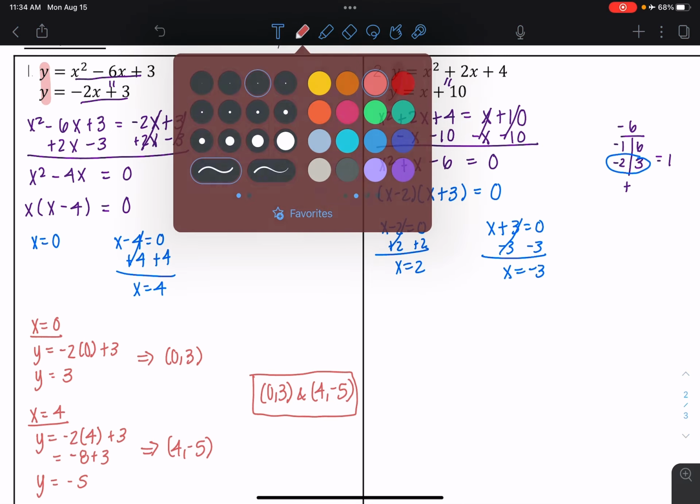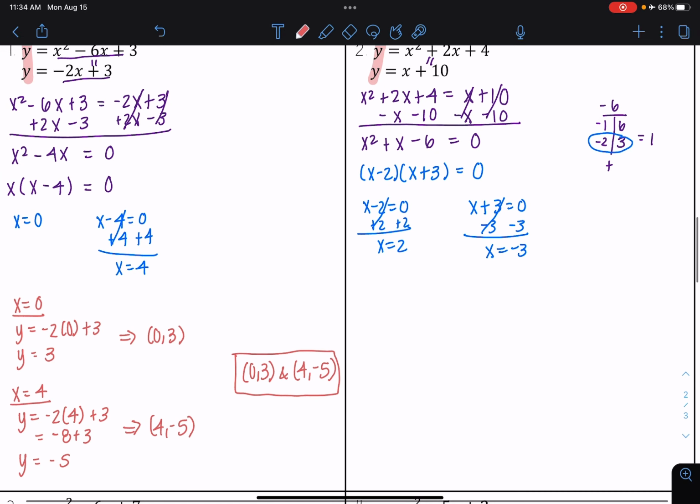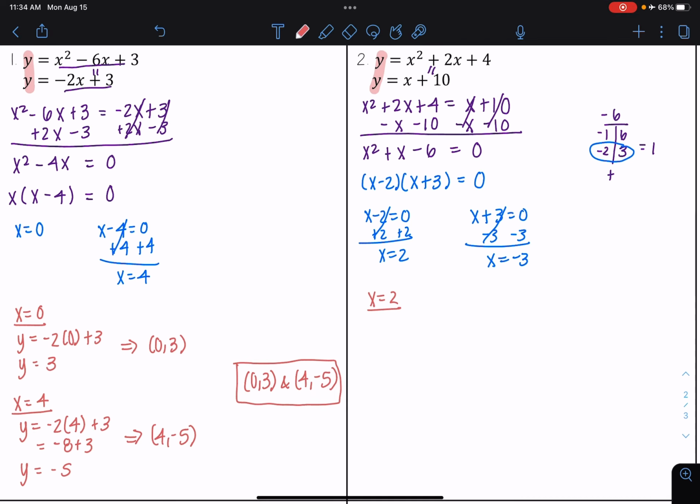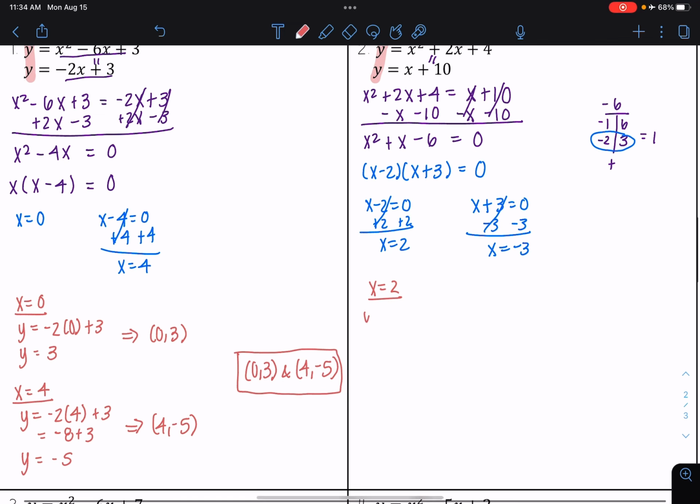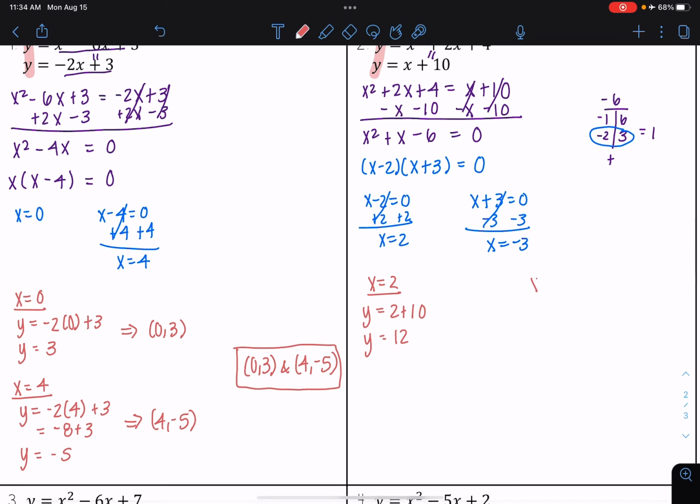However, I'm not done yet because I know I need ordered pairs, so I need to find my corresponding y values. So I'm going to first find my point that corresponds with x equals 2. Again, you can use either of these equations. I'm going to use the bottom one just because it's a little bit easier to plug in. And so when I do that, I have y equals 2 plus 10. So in other words, y is equal to 12. When I plug in x equals negative 3, I get y is equal to negative 3 plus 10, or y is equal to 7. And so my two points from this first one, I get 2, 12. And then from this second, I get negative 3, 7.